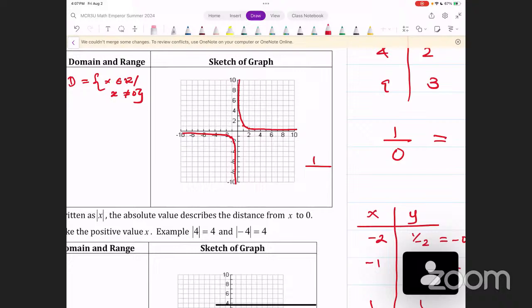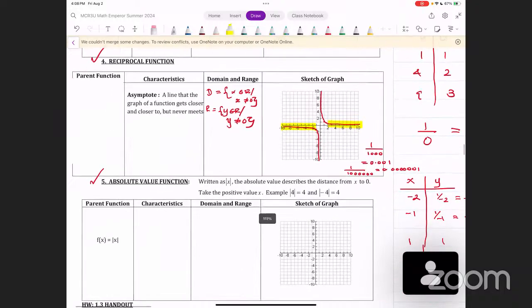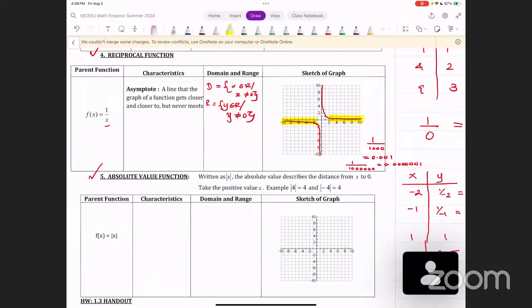Because if you divide by 1000, you get 0.001. Similarly, if you divide by 10,000, 0.0001, and so on. Now, if you really look at the picture, y is going to take all the possible values, but y cannot take 0, because the graph never crosses the x-axis. Did you see that? All right. So that is called the parent function for reciprocal.